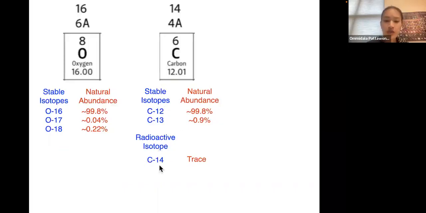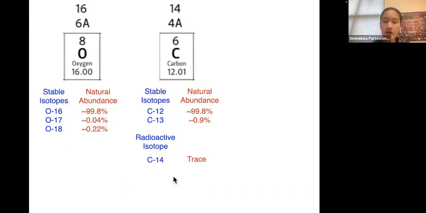Carbon-14, which is a radioactive isotope, is produced in the upper atmosphere where atmospheric gas gets bombarded with cosmic rays, and that ends up generating carbon-14. When plants do photosynthesis, they convert carbon dioxide into sugar. This carbon dioxide gas contains carbon-12, carbon-13, and also carbon-14. And then when we eat plants, we obtain carbon-14 from that.